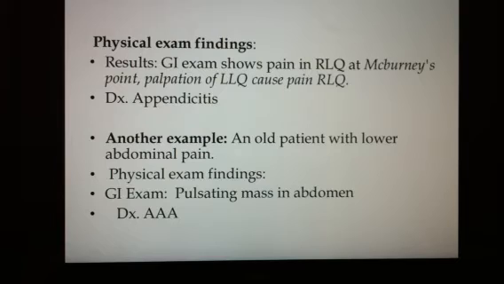And when we do the physical exam, we see the patient has pain in the right lower quadrant. He also has pain at McBurney's point. So this is the diagnosis of appendicitis. Another example for this scenario: an older patient with lower abdominal pain, and when you do the physical exam, you see a pulsating abdominal mass. This is the diagnosis of abdominal aortic aneurysm.